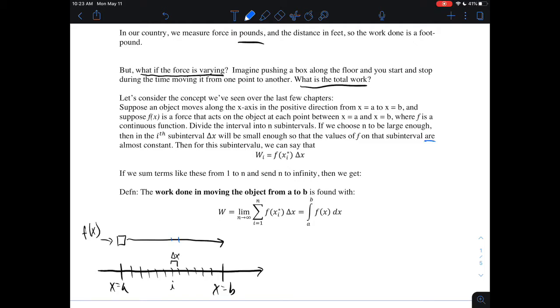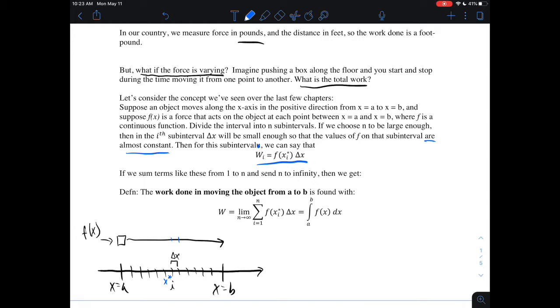So they are almost constant. If they're not constant, what could you do? Cut it up into smaller subintervals so that delta x is so small that in that interval, the force is essentially constant. So then for this subinterval, we can say that the work on that subinterval, w sub i, is equal to the function f evaluated at x sub i. So you can think of that x sub i, but we've also been using a star for the most optimal point in that interval.